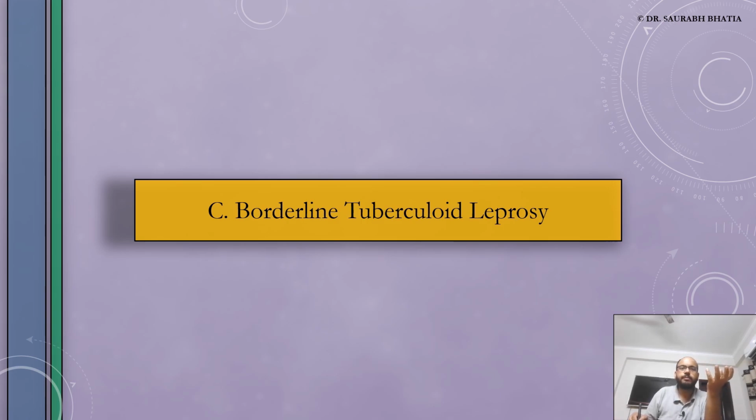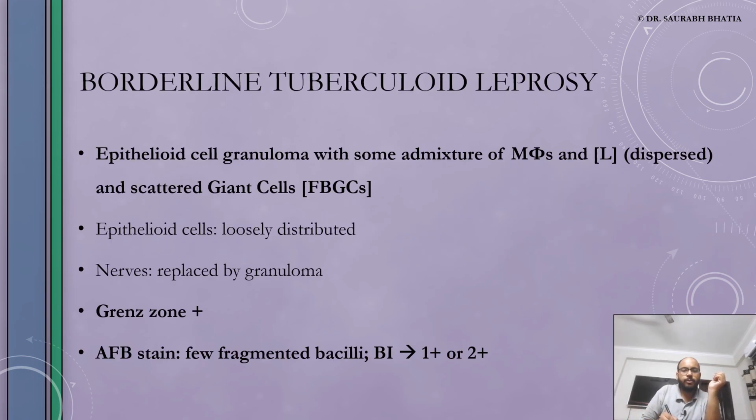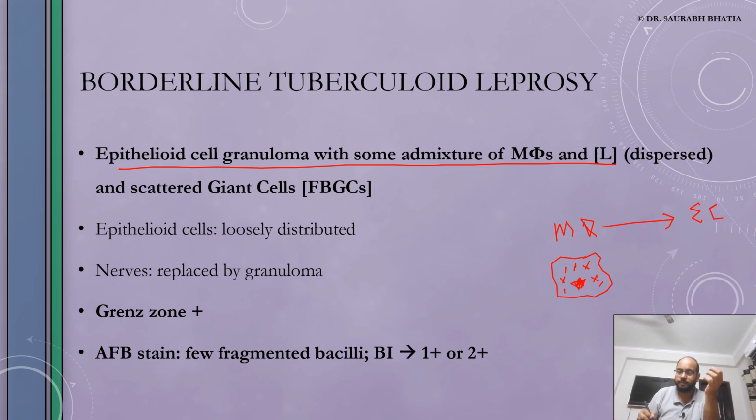Coming to the second part of the Ridley-Jopling spectrum, borderline tuberculoid leprosy. In borderline tuberculoid leprosy, you have epithelioid cell granuloma with some admixture of macrophages and lymphocytes. As we move from tuberculoid to lepromatous, there is failure of the human body to destroy the bacilli. And to destroy the bacilli, you require active macrophages. A macrophage, when activated, will convert into epithelioid cells or histiocytes. But as you move towards the lepromatous pole, this activation is not that proper. You will have macrophages which have not yet converted into epithelioid cells, and these macrophages will engulf the bacilli and store them inside.